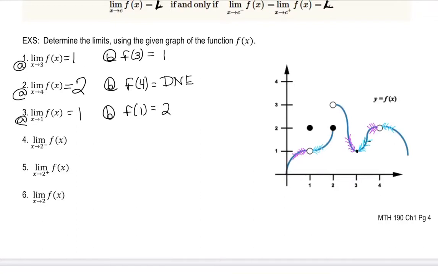As you look at these first few examples, you start to see, wow, all bets are off when it comes to the relationship between whether or not the point exists and whether or not the limit exists. They are two completely different questions.